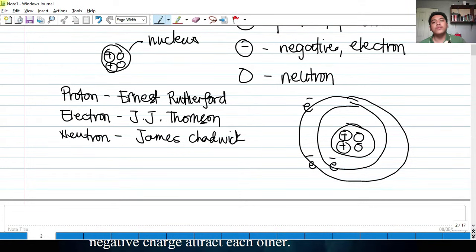And this nucleus is bound by a strong force. These two particles are bound by a strong force, what we call the nuclear force. So you would require a large amount of force for this proton and neutron to get out of the nucleus, and that is what we call the nuclear force.